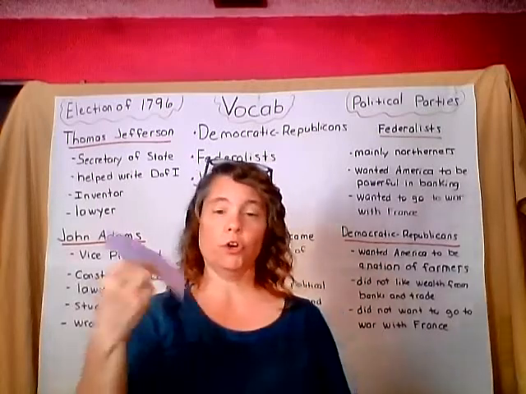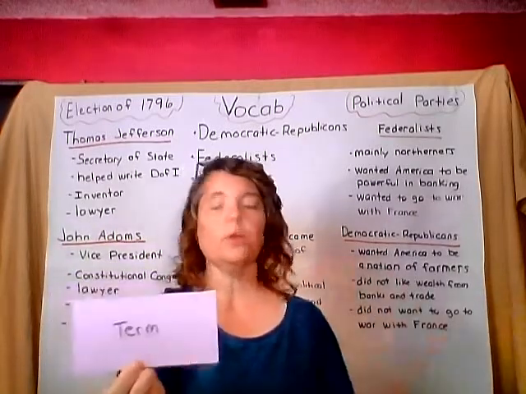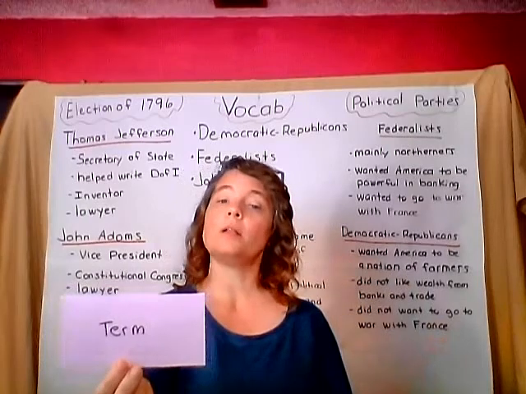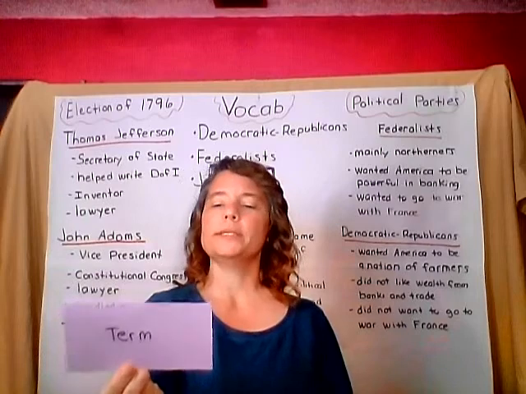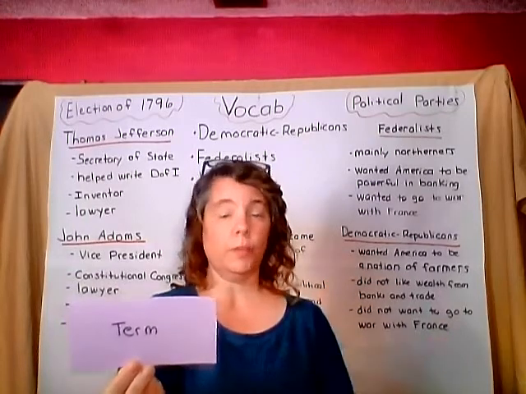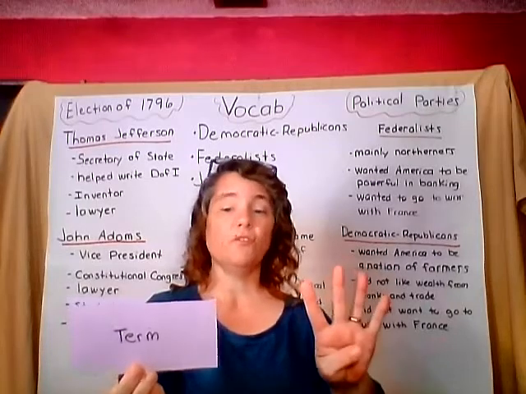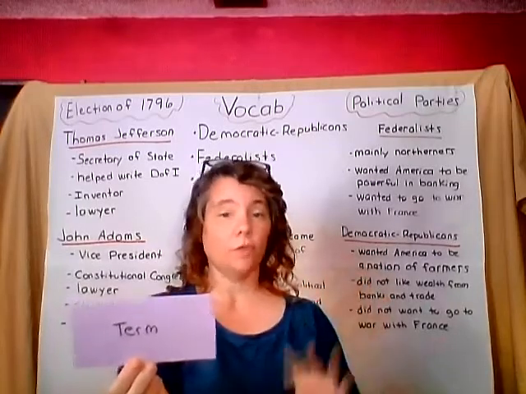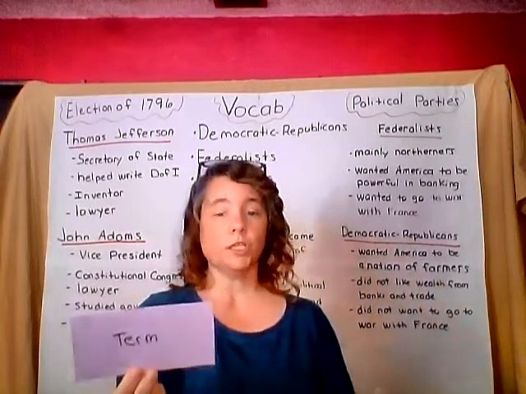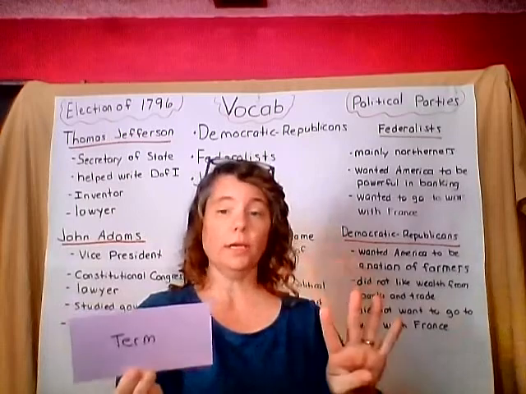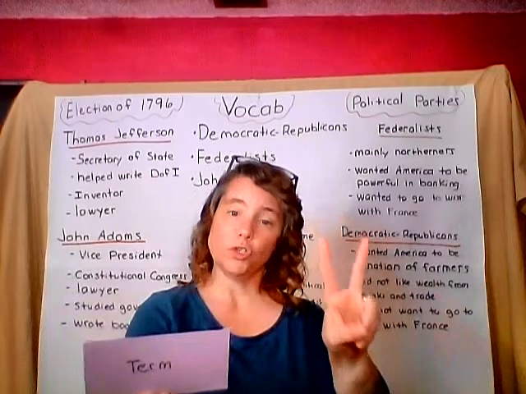So our first term is term. Now, not the term that explains a word, but a term that talks about how long a president can be president. So let's see. Presidents serve one term at a time. Well, how long is one term? One term is 4 years. And then after those 4 years, they have another election. Okay? So George Washington, after 4 years, they had an election and he won again. So he got to have 2 terms.